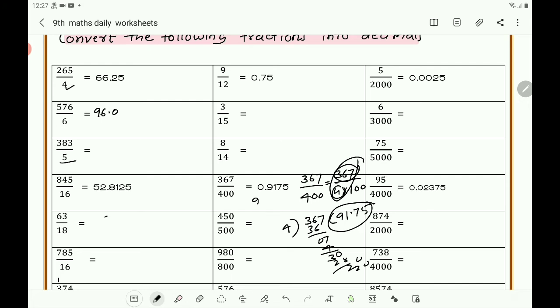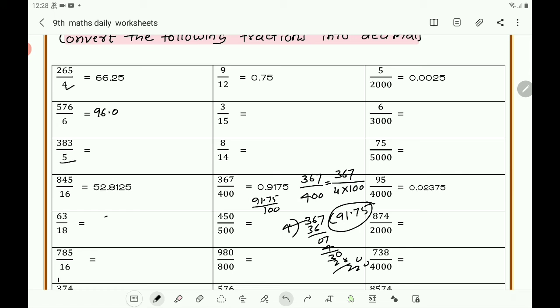You got 91.75 by 100. Here 100 is there. This is only divided by 4, not by 400. Divided by 4. Here you got 367 by 4 into 100. So here we divided this by only 4, not by 400.